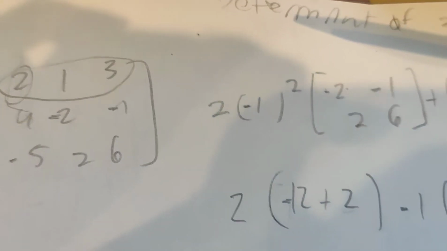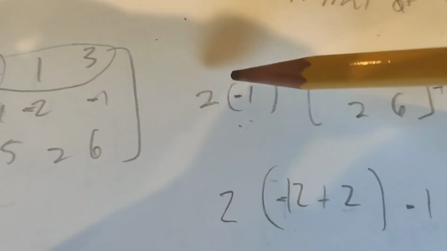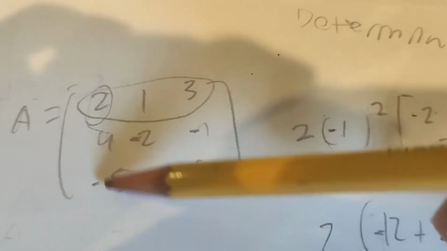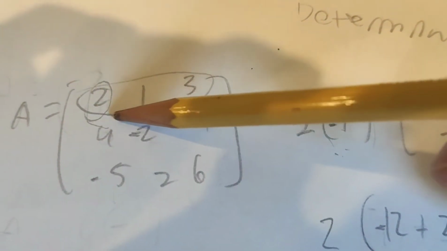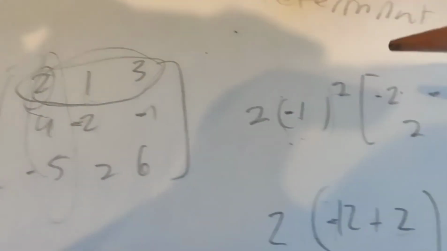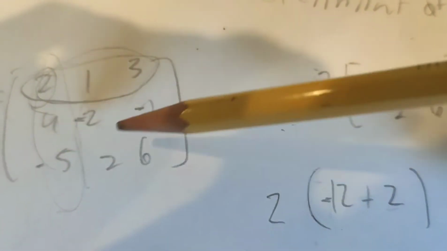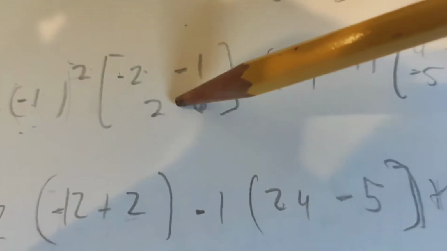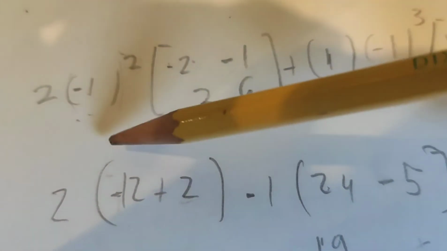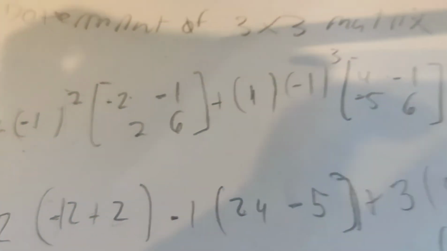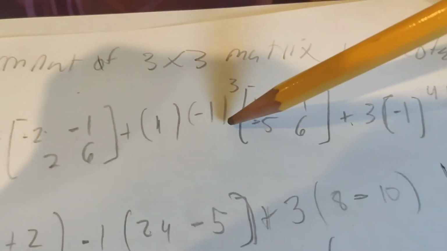And we have to multiply by the cofactor, which is negative 1 to the power of the row plus column. So this is row 1, column 1. That's 1 plus 1, so it's 2. And then we get the minor, which is these 4 numbers here. And then we find the determinant of that, and we multiply it by the cofactor and the first number in the row. Now we repeat that for all of them.